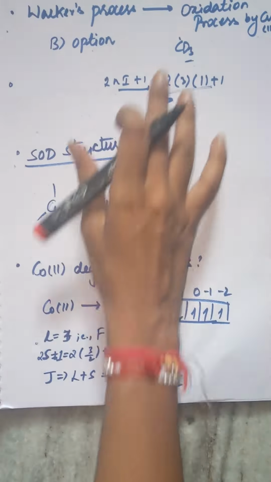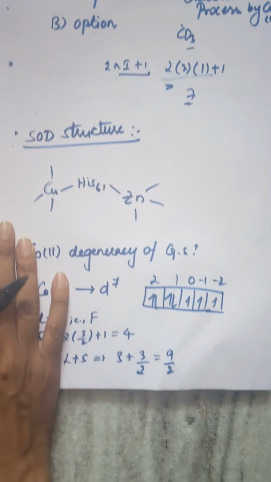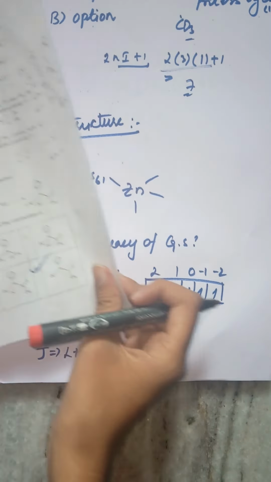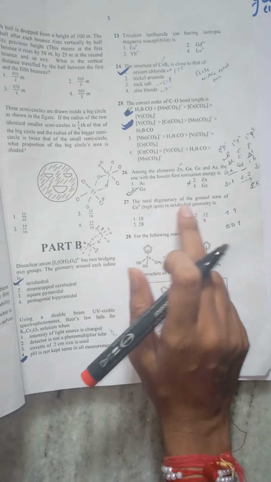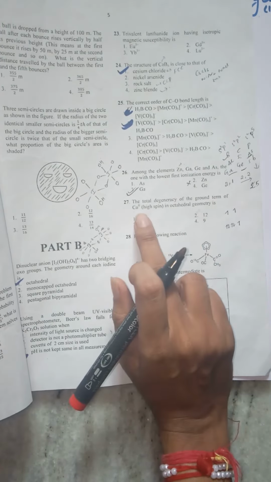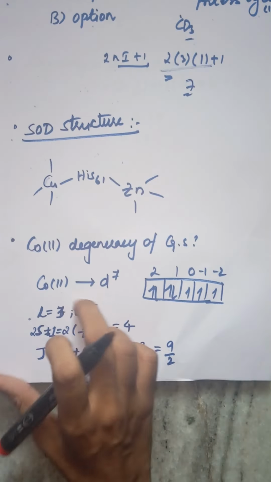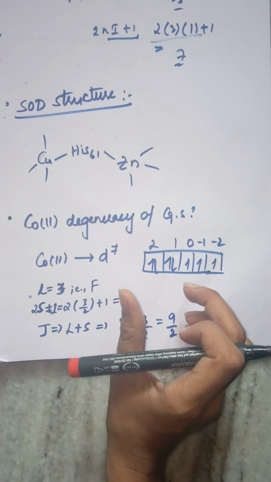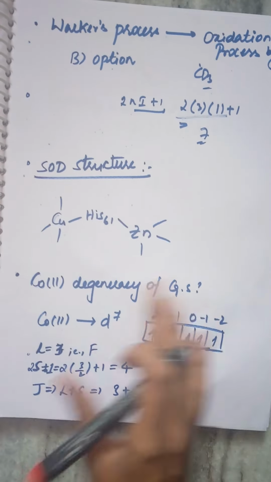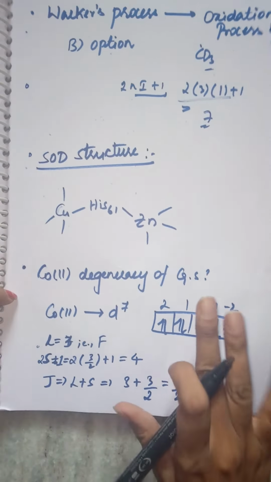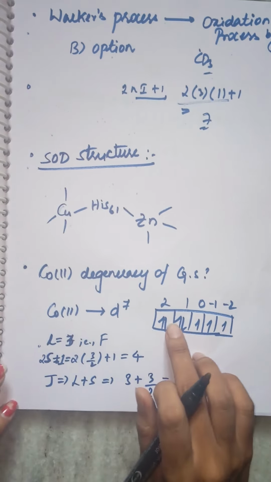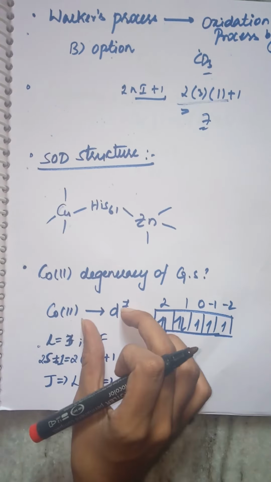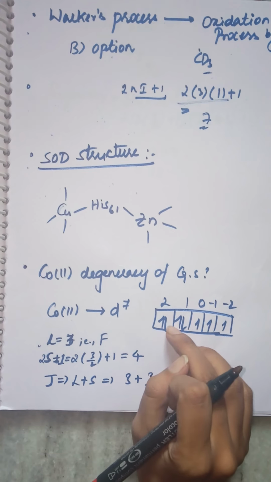Now this particular question is on the degeneracy of cobalt in the ground state, the total degeneracy. So how do you solve this question? First you have to find out the ground state, because the question asks for the ground state. How do you calculate the ground state? You calculate it from the d orbital configuration, d7 for cobalt 2+. Now calculate the L value and S value from this.